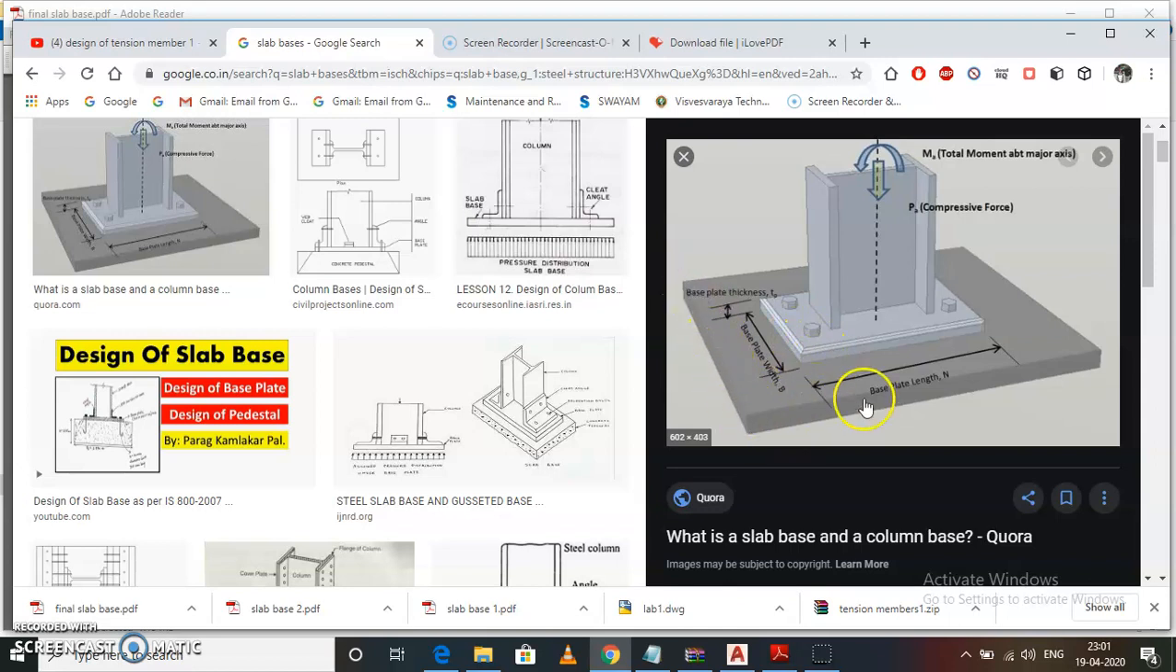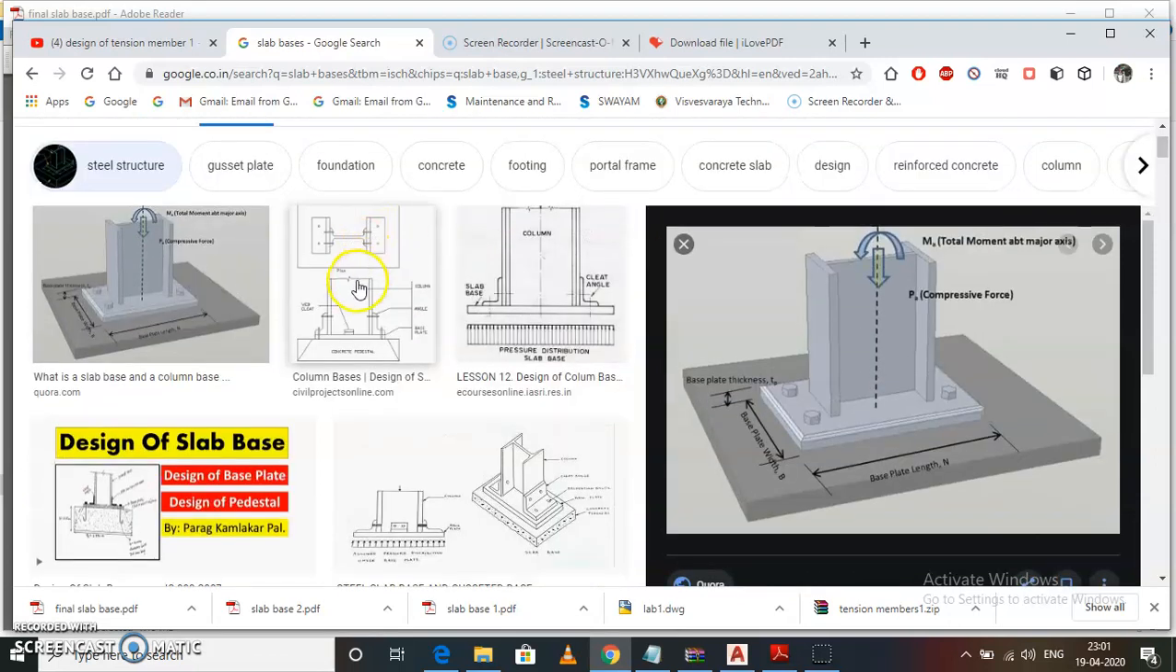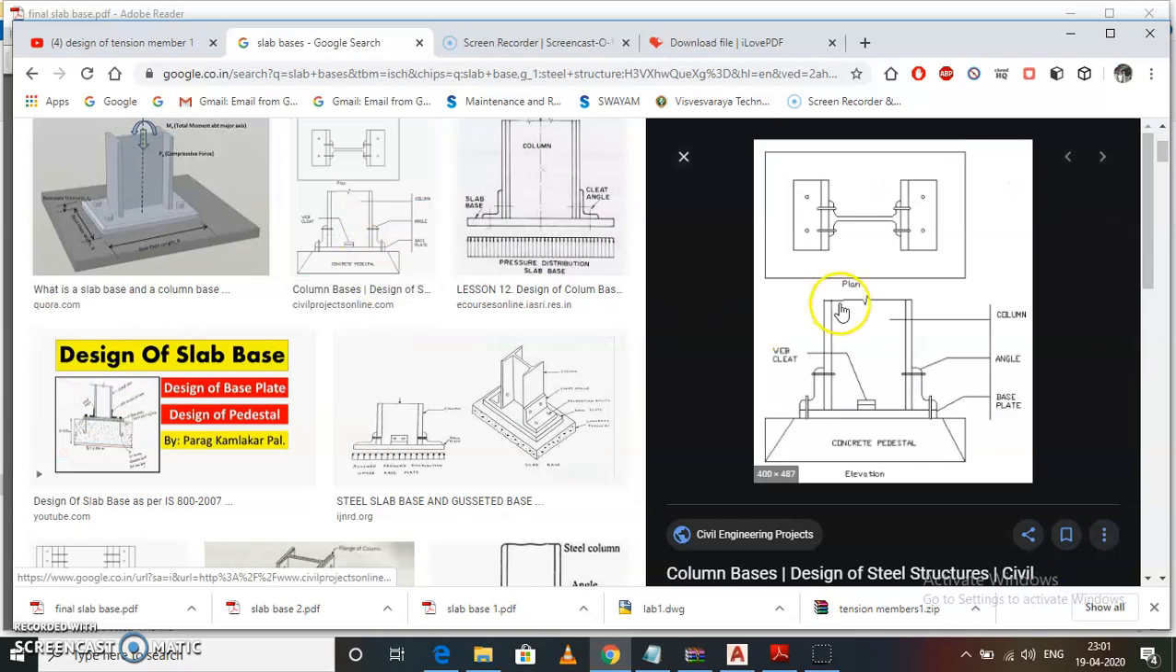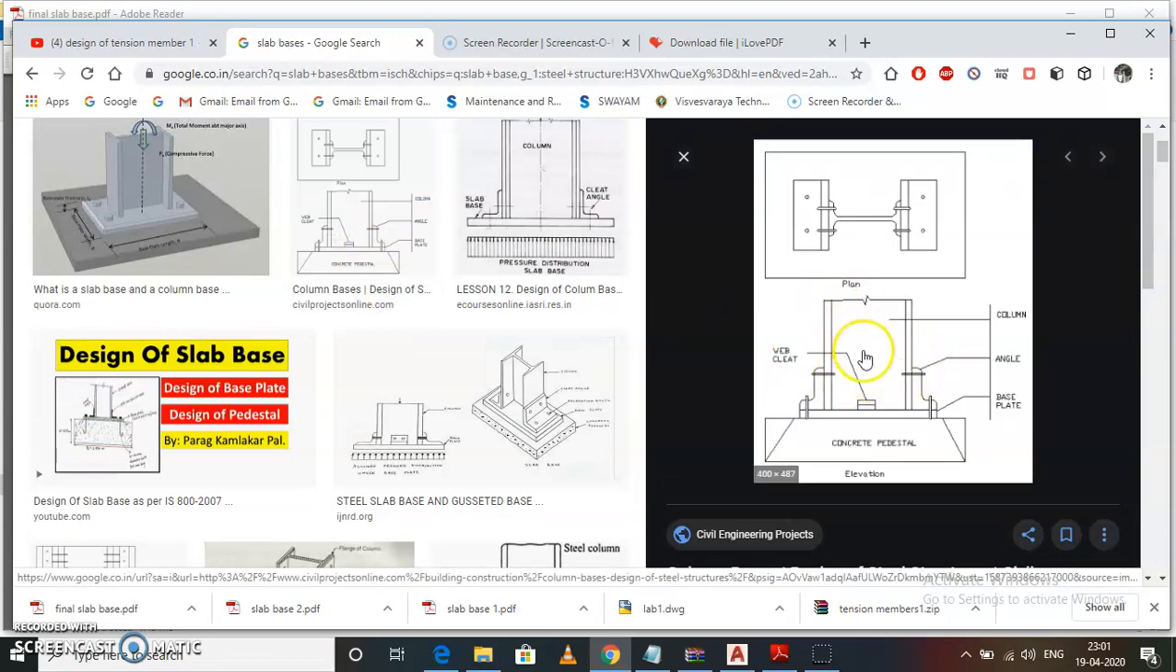So this is the foundation base. This is the column base, and this column base has to be connected to the column by using some cleat angles. You can see here in the diagram. This is the column, this is the concrete base, this is the cleat angles, and this is the base plate. This base plate is connected to the flange of the column by using cleat angles with the help of bolts. If required, we have to design web cleats also.